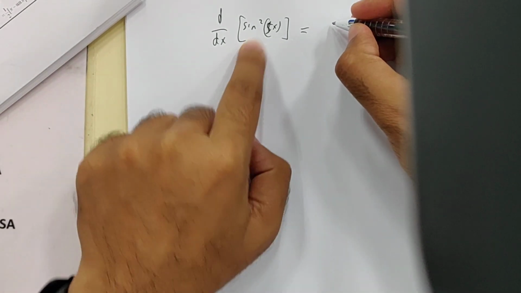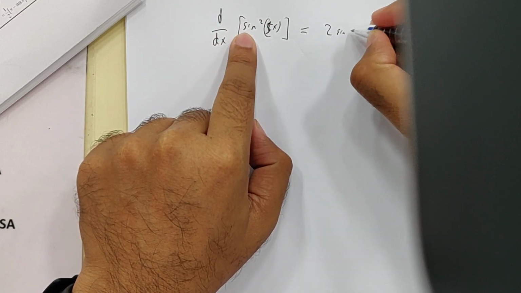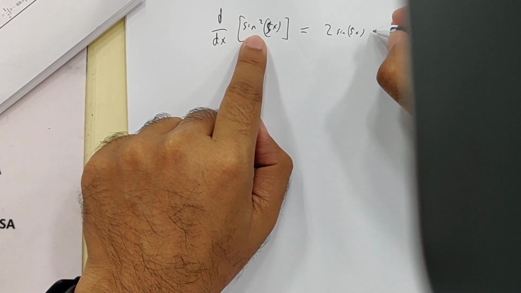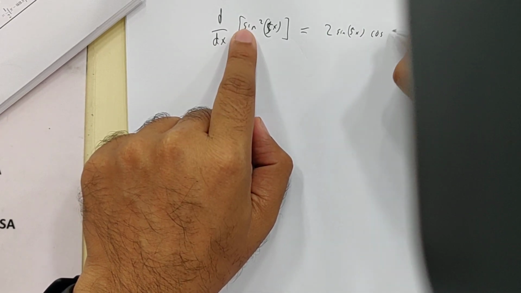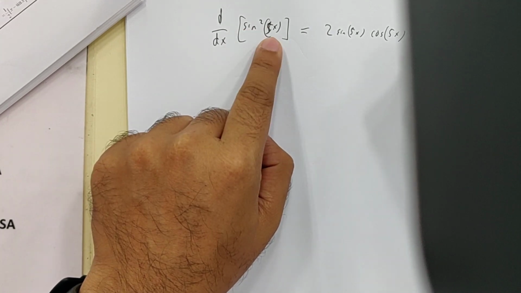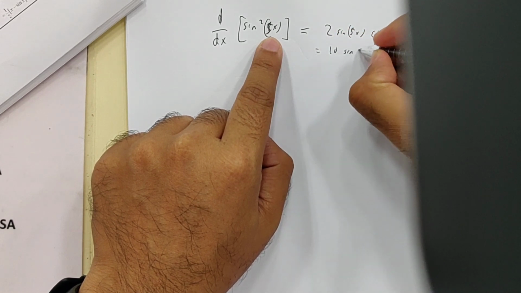We got ourselves how? 2 sine 5x. You differentiate the power, and then you differentiate sine, you got cos, differentiate the trigo, and then you differentiate the bracket, you got yourself 5. Of course, the final answer will be 10.